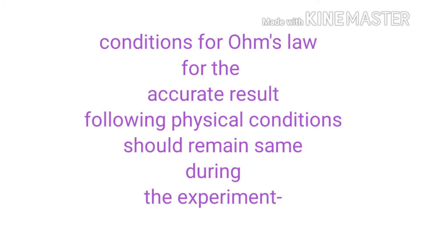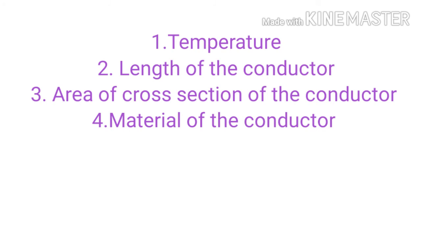For the accurate result of Ohm's law, the following physical conditions should remain the same during the experiment. First, temperature. Temperature should remain constant during the whole experiment. Second is the length of the conductor. Whatever wire we are using, it should be of the same length in the whole experiment. Third is the area of cross section of the conductor. Area of cross section means area of the conductor perpendicular to the direction of flow of current. So it should remain the same during the whole experiment.